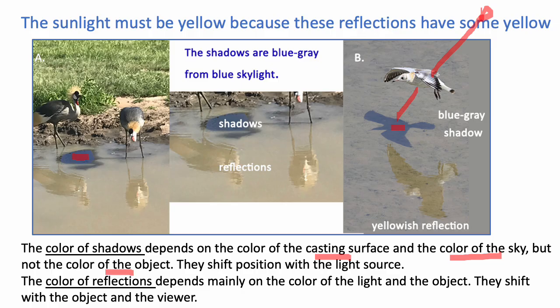In contrast, reflections appear vertically below the object, and they match the object's length and width. And they shift according to the position of the object and the viewer. So each viewer sees a different reflection. Now, because they're on the surface, they hide what's underneath. And reflections depend mainly on the color of light and the color of the object. So these reflections are yellow, indicating that the sun must have some yellow in it.